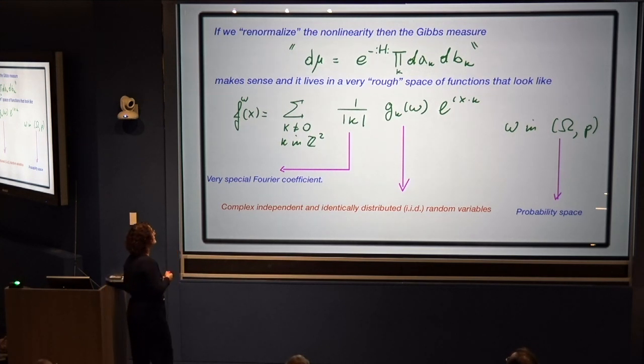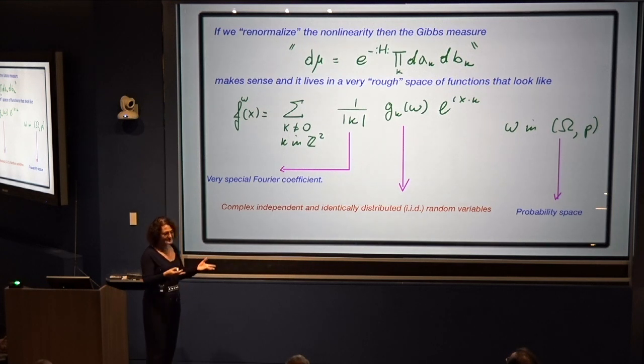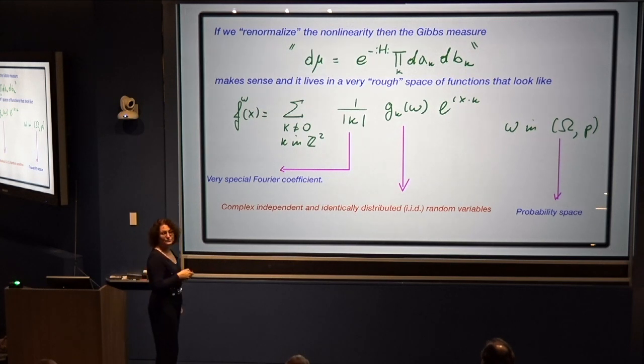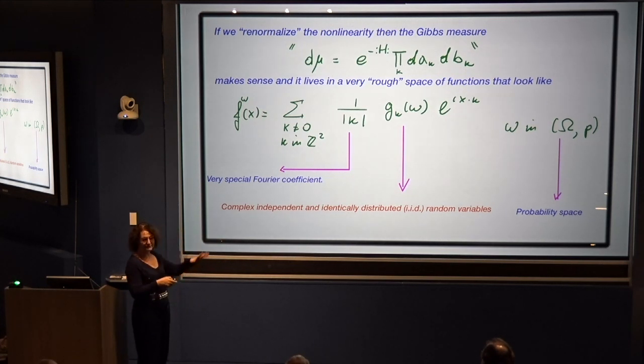Important probabilists did that. And where does this measure live? This is also part of the work of Bourgain. The measure lives in the following space. It's a space of functions that look like this. Well, this 1 over k is, if you like, a very specific Fourier coefficient. And then what you do is basically switch randomly plus or minus 1. Or in other words, you multiply by g_k(omega), and the g_k are independent and identically distributed random variables. Of course, there is a probability space in the background, omega, P if you want. That's where the measure lives.